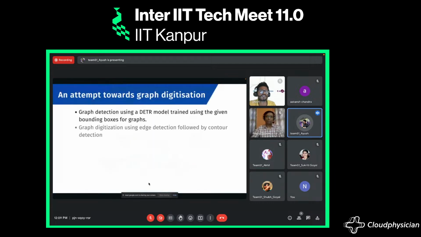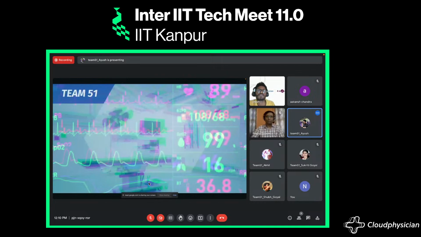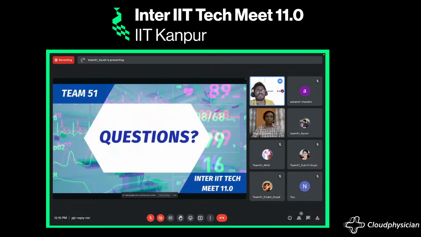About this graph digitization, we actually didn't put it in our code. It was just an attempt towards graph digitization, and at the end of the problem statement, we didn't really have the time to put this notebook inside our main notebook, and it was a bonus problem statement. We had actually asked for heart rate digitization, so that was SpO2.